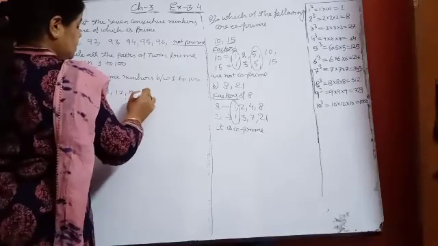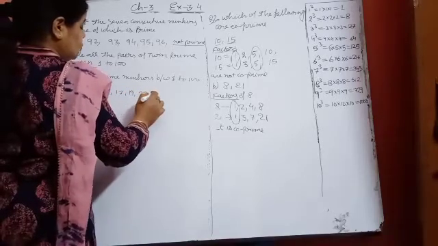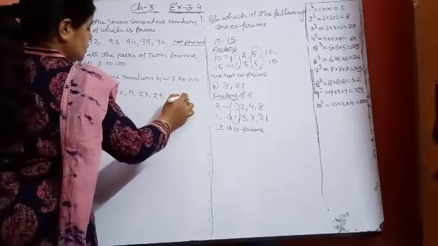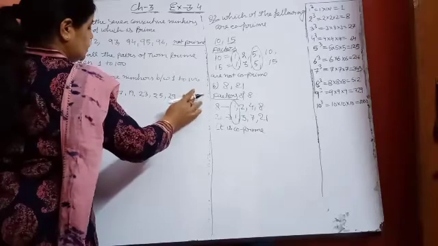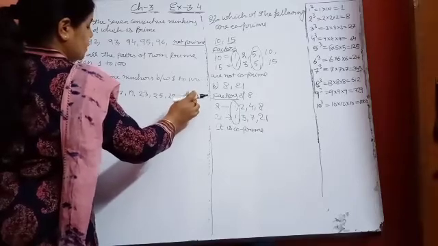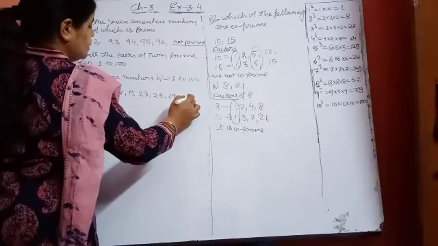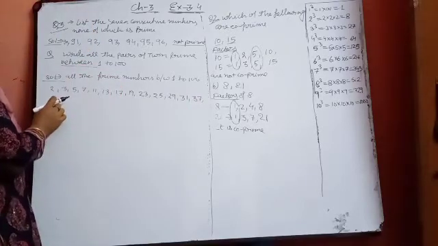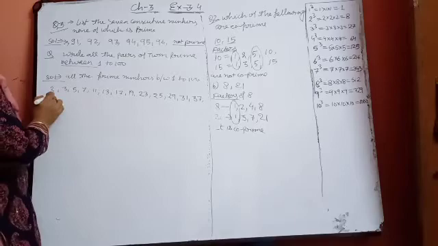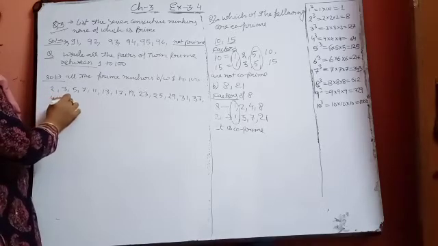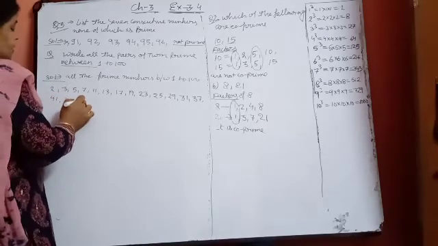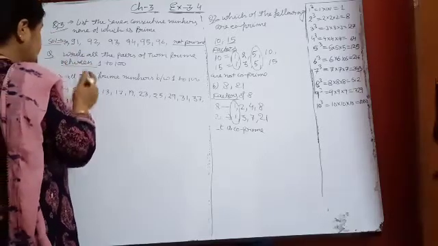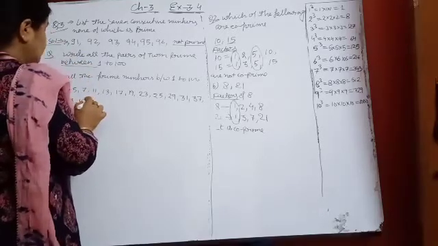21 is not prime, 23 is. Then 25 is not, 27 is not, 29 is. 31 is prime, 33 is not a prime number. 35 is not, 37 is. Then 39 is not, 41, 43, 47. 49 is not a prime number. 50, then 51 is not.